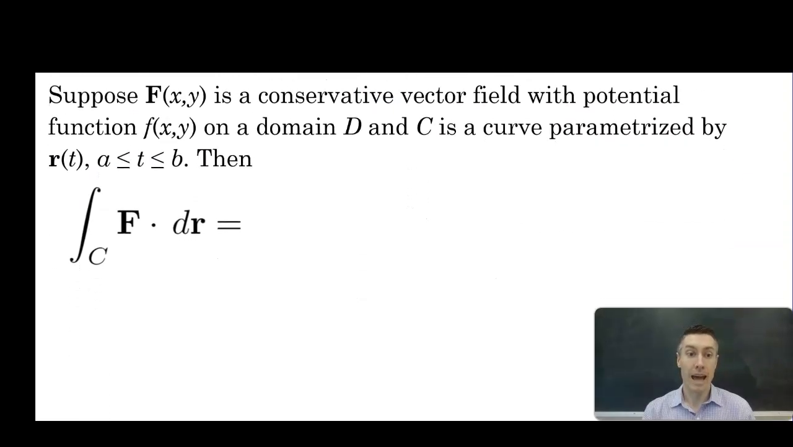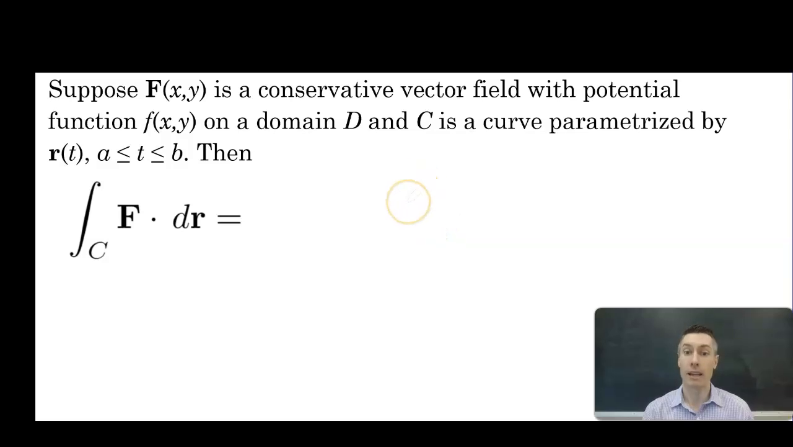So suppose that the vector field F of x, y is a conservative vector field with potential function f of x, y on a domain D, and C is a curve parameterized by r of t, where t is bound from a to b. Then the integral along the curve C of F dot dr is equal to something in terms of the potential function f of x, y, and that is our goal.